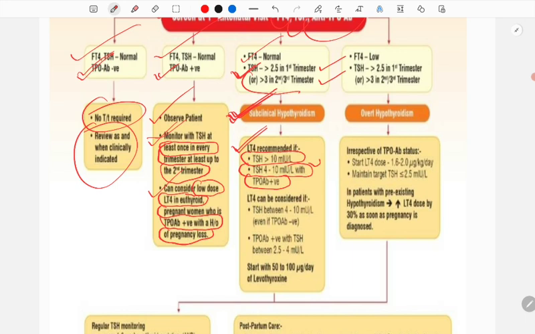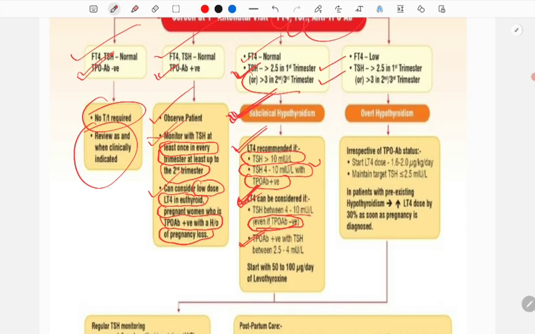Okay, if TSH is directly more than 10, you directly start levothyroxine. If TSH is 4 to 10 with anti-TPO antibody positive, levothyroxine is recommended. LT4 can be considered if TSH is between 4 to 10, even if anti-TPO is negative. Very important: you can consider thyroxine if TSH is 4 to 8 milli international unit per liter, even if you have done an anti-TPO antibody and it is negative.